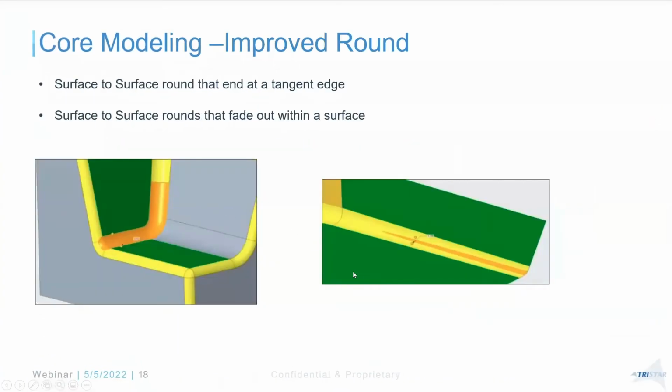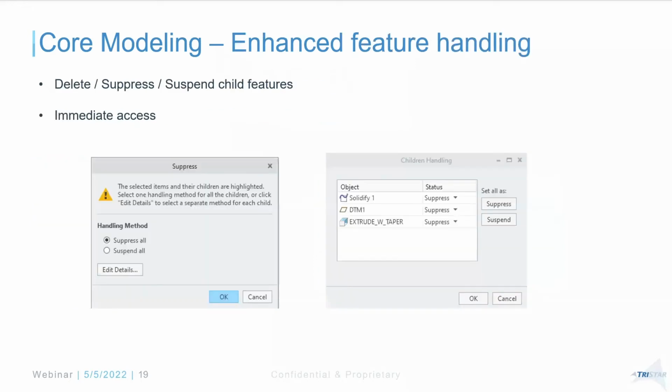Some of these, I'll just quickly run through the slides. I know we've got about another 10 minutes or so. In core modeling, the rounds are improved, especially fading away rounds like these. When you do a surface-to-surface round, it's a lot more stable compared to before. Before it was not that stable, especially when you wanted the round to end on a tangent edge. We had to do all that surfacing and tweak the replays before surfacing, but it's going to be a little bit better with surface-to-surface round.